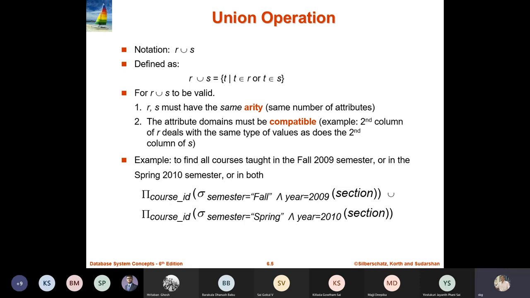So we can have this selection, semester equal to fall and year equal to 2009. Select those course IDs and union with the course IDs which are in spring 2010. It can be anything, but the only thing is that while taking the union, the arity, or the number of attributes, should be the same in your selection predicate.